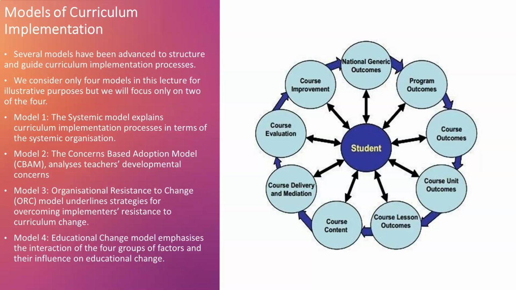Originated by Rensis Likert and Chris Argyris, the systemic model explains curriculum implementation processes in terms of the systemic organization of interconnected actions of people and groups. The model of Fuller, developed in 1969, named the Concerns-Based Adoption Model, CBAM, analyses teachers' developmental concerns regarding an innovation and how, in the process of curriculum implementation, teachers respond to their respective concerns. Neil Gross's Organizational Resistance to Change, ORC, model underlines strategies for overcoming implementers' resistance to curriculum change. Fullan's Educational Change Model emphasizes the interaction of 4 groups of factors and their influence on educational change.